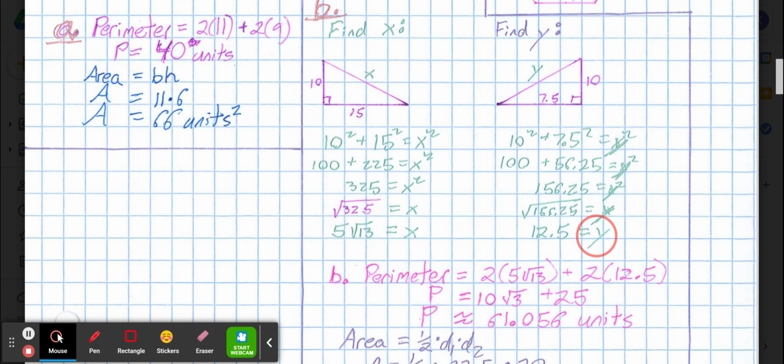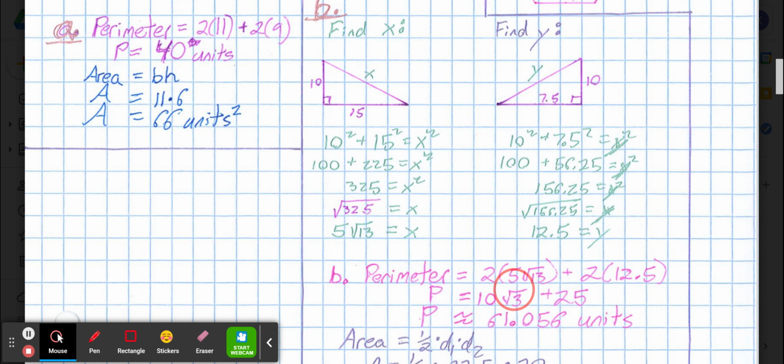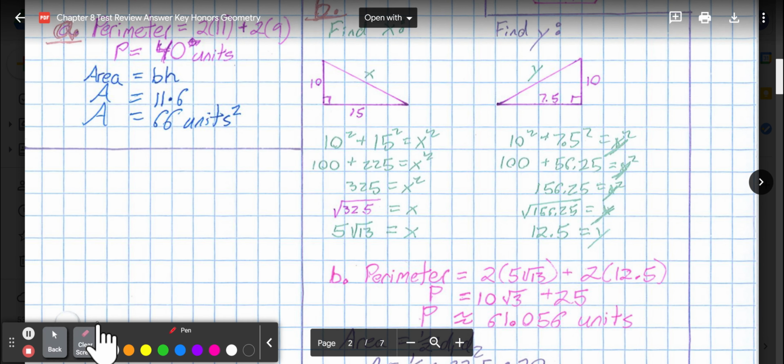So we can figure out the perimeter of our kite. We have two sides that are 5 square roots of 13 plus two sides that are 12.5. So that gives us 10 square roots of 13 plus 25. Apologies, that should be a 13, not a 3. If we want to make that into a decimal, and I'd take either answer, it would be approximately 61.056 units.